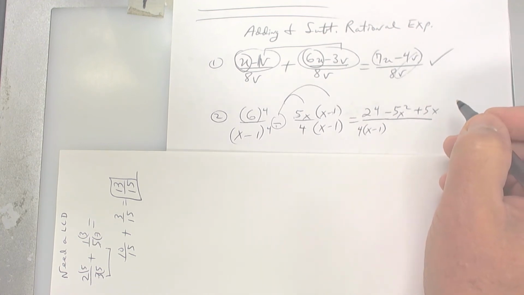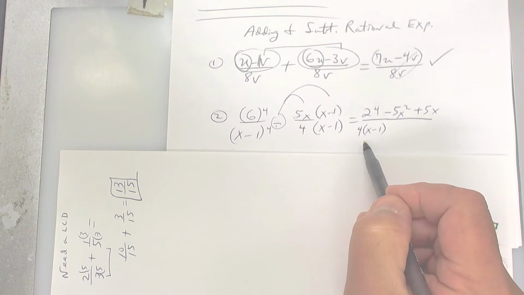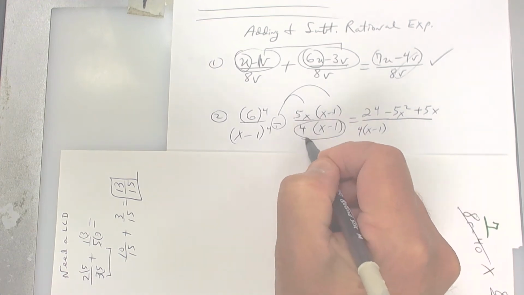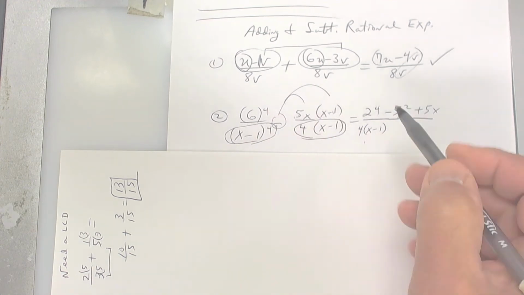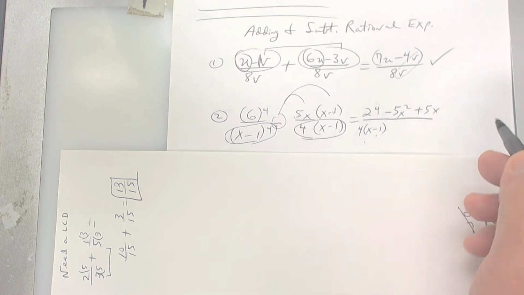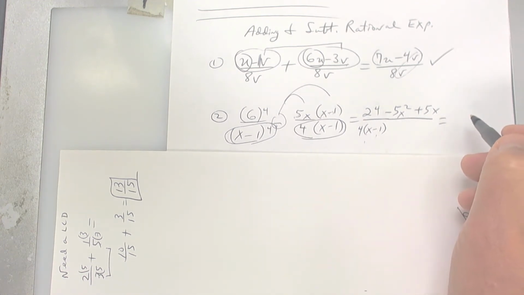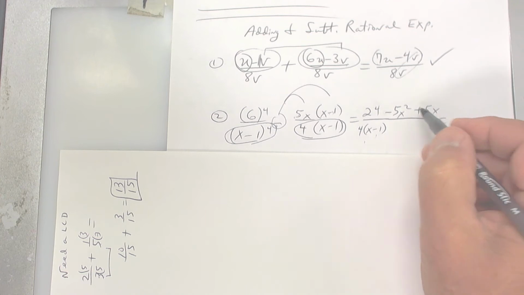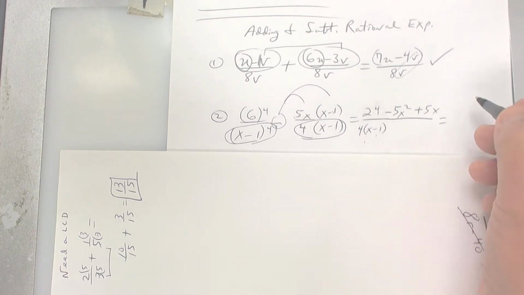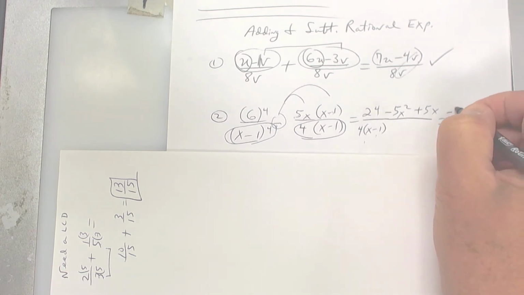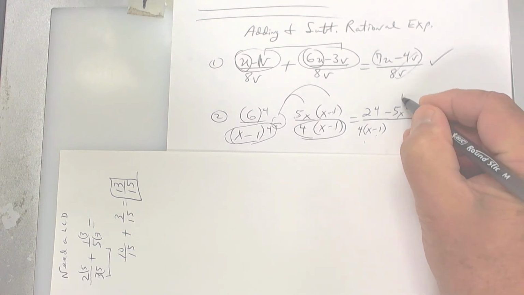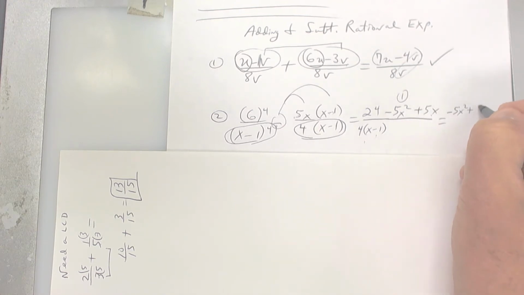Okay, so all of this now is over your least common denominator. See how your denominator is now the same as that one? So you only write it one time. So here, let's see what we can do. I would say combine like terms, but I don't think we can. So let's rewrite it as negative 5x squared, this one first, plus 5x, and then plus 24.